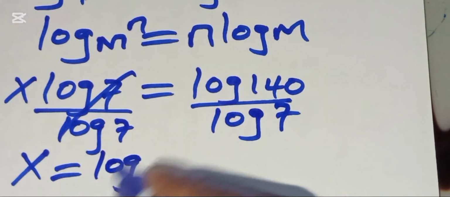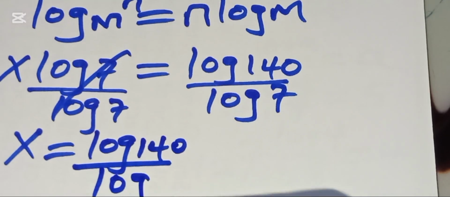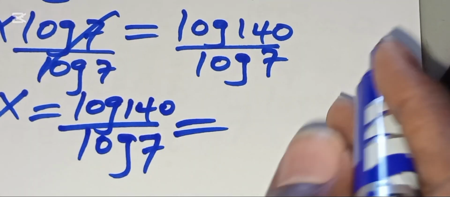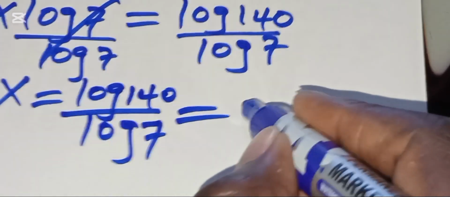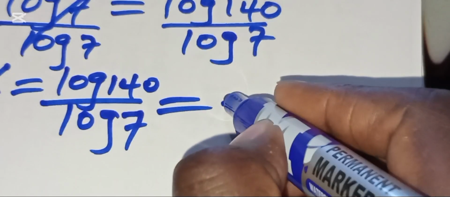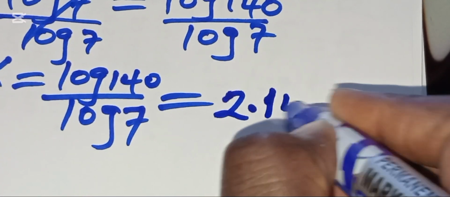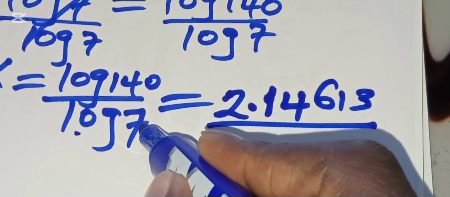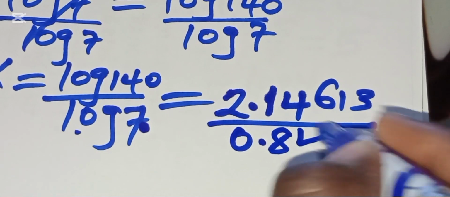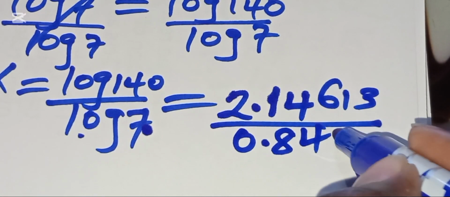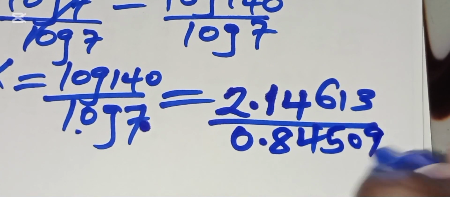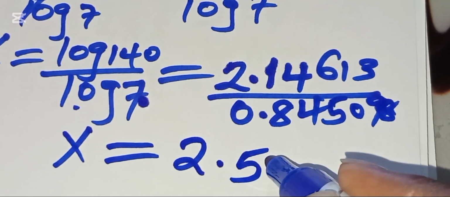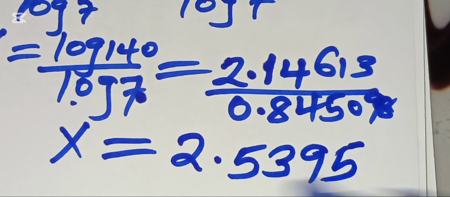Which we can write as log 140, which is 2.14613, divided by log 7, which is actually 0.8450998. And the value of x here is equal to 2.5395. So this is the value of x.